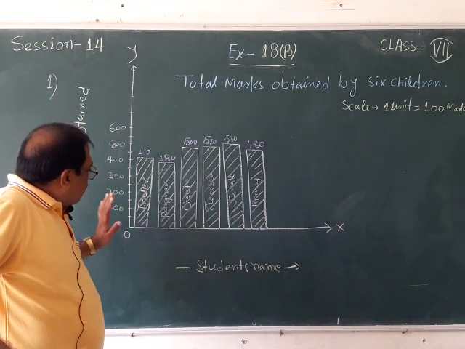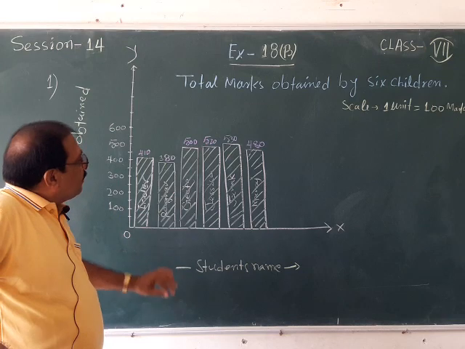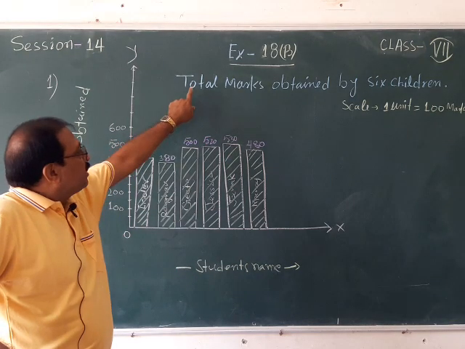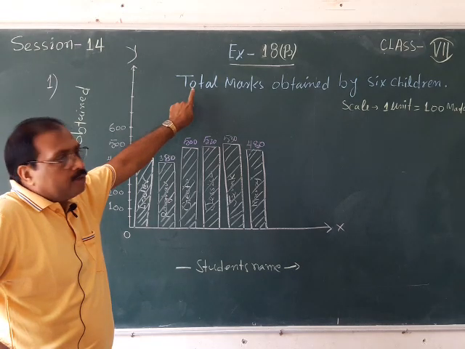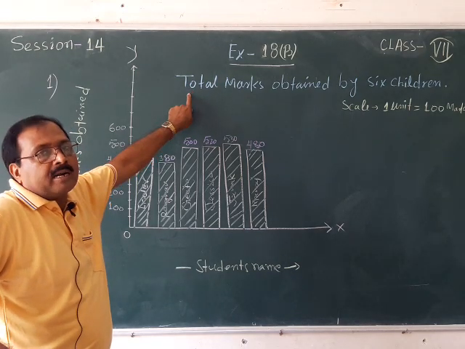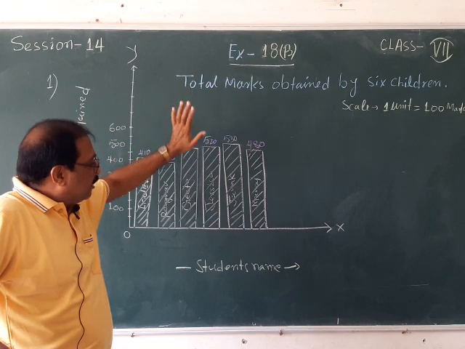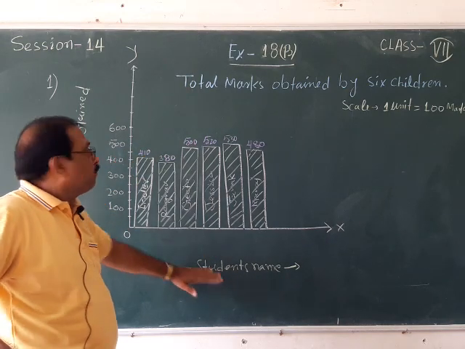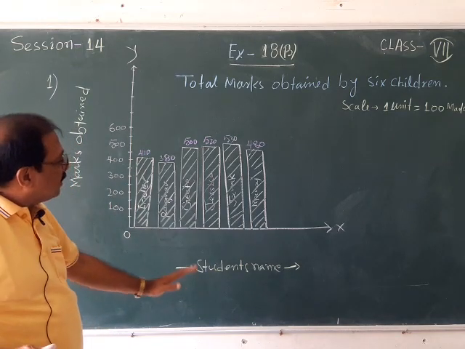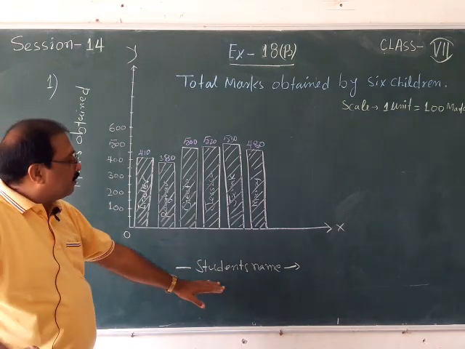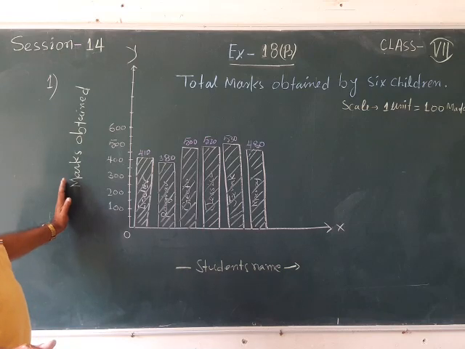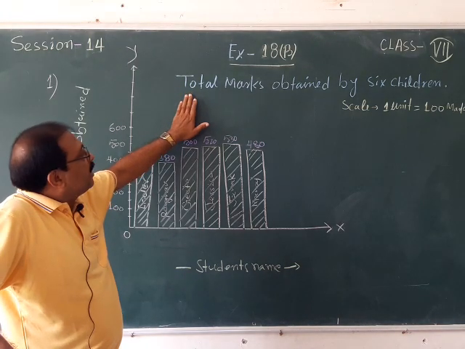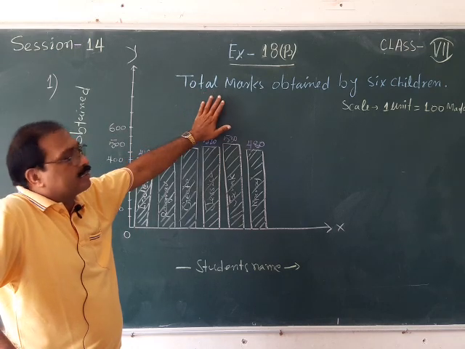Here, the important thing is that you have to write the heading and subheading. Heading is what information you are going to show by your bar graph. Then on the axis, what you are going to show, that is known as subheading. So you have to write the subheading, as my subheading is student's name and then marks obtained. These are the subheadings. And what is my heading? My heading is there, total marks obtained by 6 children.